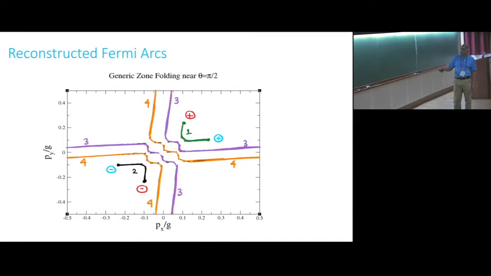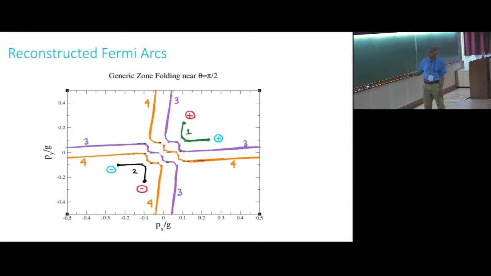So there are two Fermi arcs. This is what I call 1 and 2. These guys do go through the projections of the Weyl points. But then there are some others, which I call 3 and 4. So this is, of course, the same point as that. And they form an interesting shape.